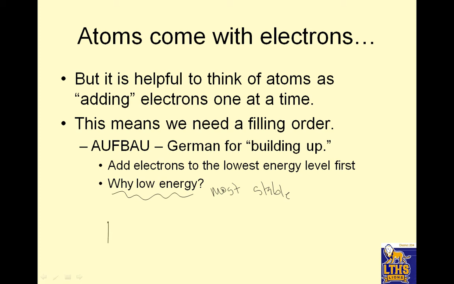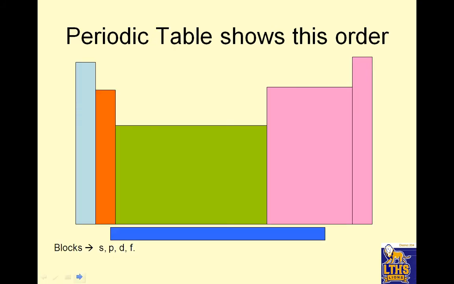If something is high energy, if you think of a skyscraper, it's shaking around, it's going to fall down, right? And when it falls down, it's low energy because it's not going to move anywhere else. Okay? Low energy is stable. High energy is falling apart. The periodic table shows the order of this filling.